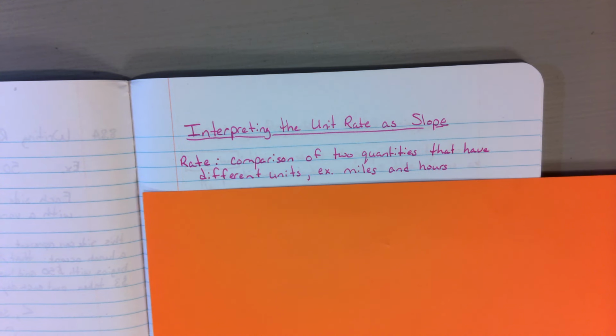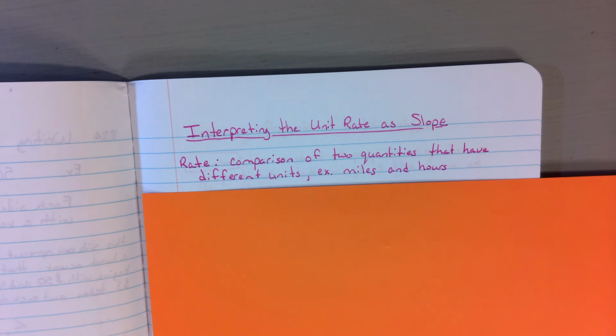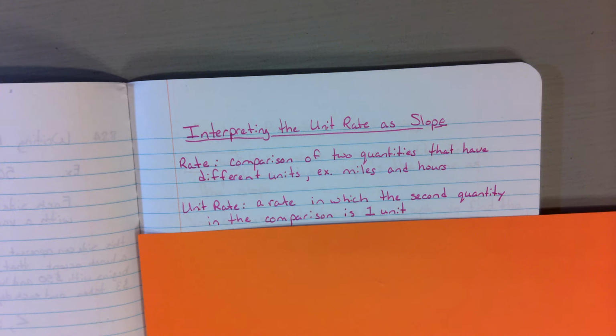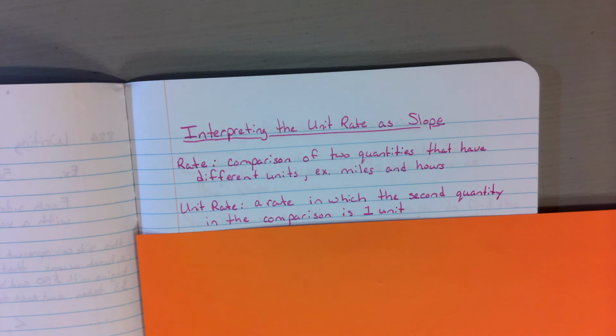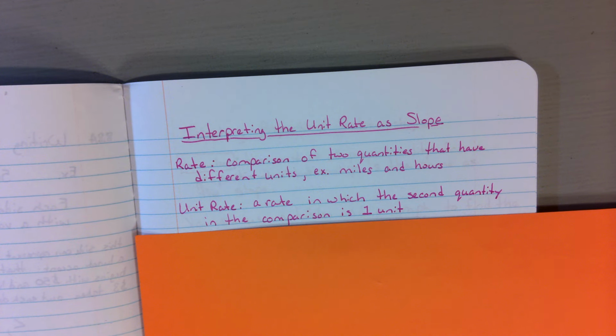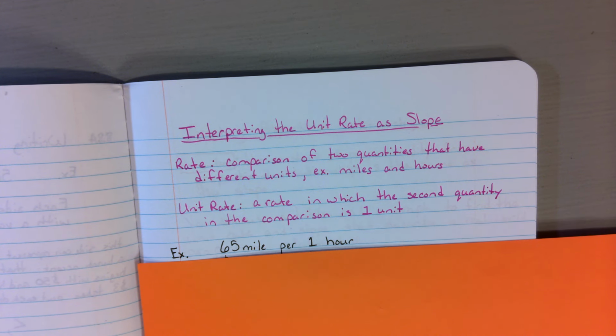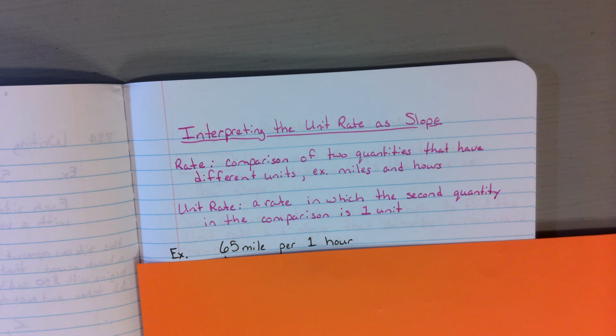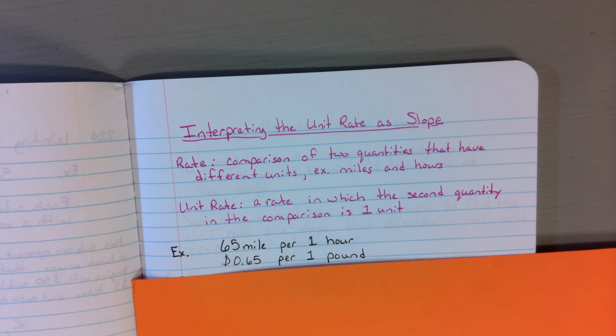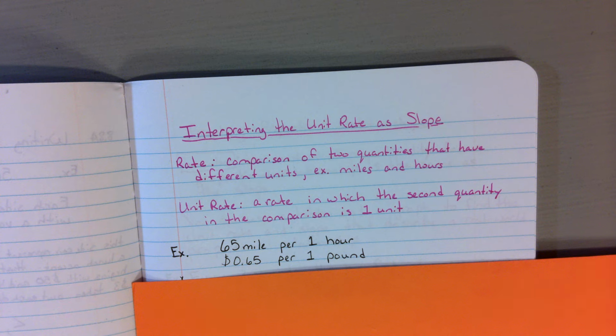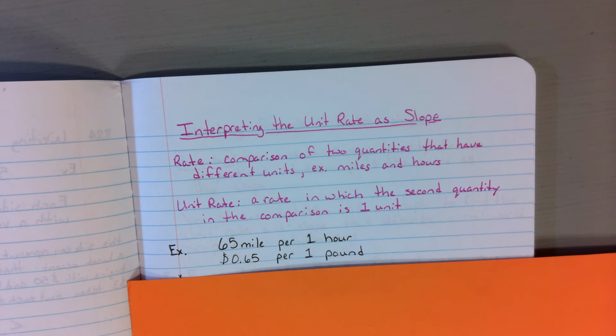First, we're going to look at some definitions. Rate is the comparison of two quantities that have different units. For example, we could compare miles and hours. Then we have the unit rate, which is a rate in which the second quantity in the comparison is 1 unit. So for my one example here, 65 miles per 1 hour. My next one is 65 cents per 1 pound. And we would just say per pound or per hour.